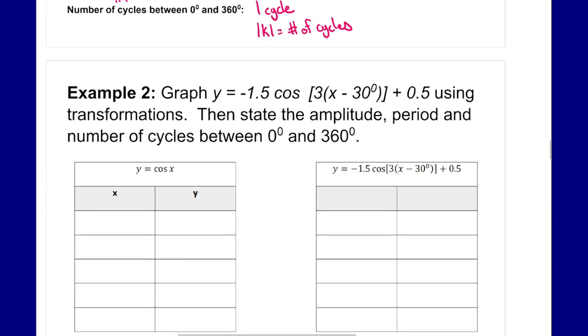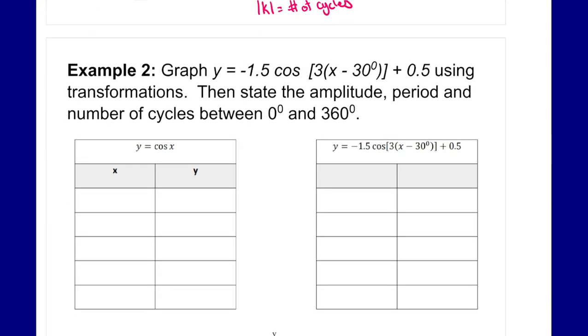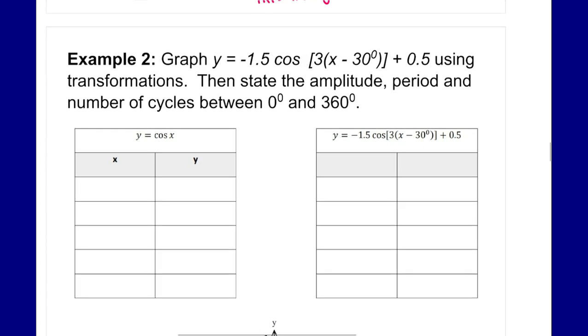For our next example, we want to graph y equals negative 1.5 cosine in brackets 3 times x minus 30 in brackets plus 5. So a little bit more complex, and we're dealing with our cosine function. Now that doesn't really change much in terms of the transformations except for our different parent function. We're still dealing with 0, 90, 180, 270, and 360. The y values are a little bit different, but again, we know what our key points are because we've already graphed them at the beginning, so you might want to refer back to that.